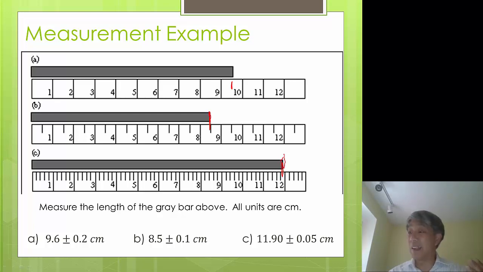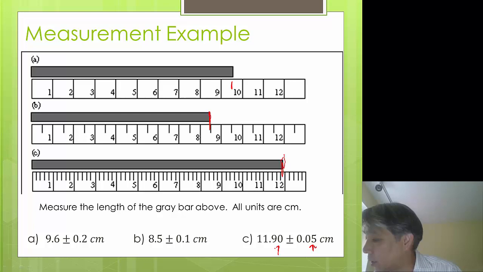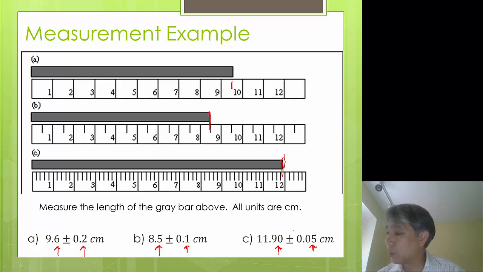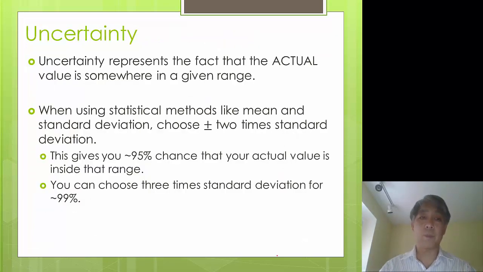Same with the 8.5. It looked maybe a little bit less. If you wanted to have called it 8.45 plus or minus 0.05 centimeters, okay. But for me, 8.5 plus or minus 0.1 sounds good. Same with letter C. It's 11.9 plus or minus 0.05. Note that your uncertainty and your measurement must always agree in the same decimal place. Okay, they all agree. Tenths place, tenths place. Tenths place, tenths place. Hundredths place.